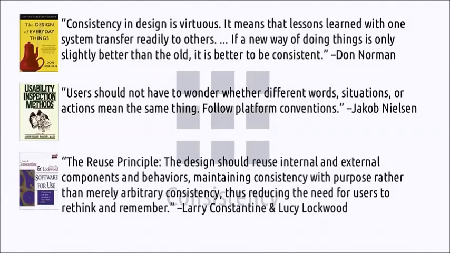Constantine and Lockwood describe consistency as reuse. They say the design should reuse internal and external components and behaviors, maintaining consistency with purpose, rather than merely arbitrary consistency, thus reducing the need for users to rethink and remember. That means that we don't have to be consistent with things that don't really impact what the user knows to do. The color of the window, for example, isn't going to change whether the user understands what the word copy means in the context of an interface. But changing the word copy to duplicate might force users to actually rethink and remember what that term means.